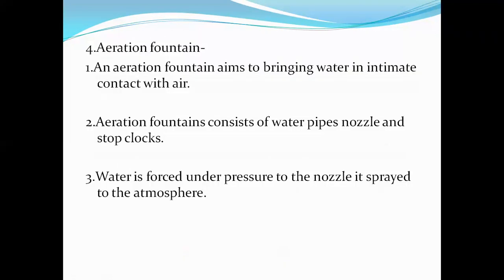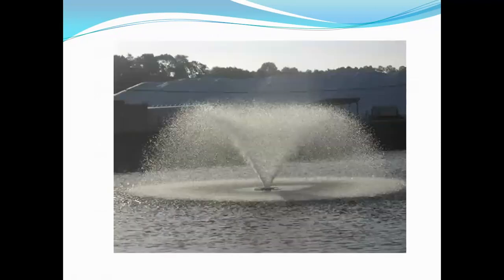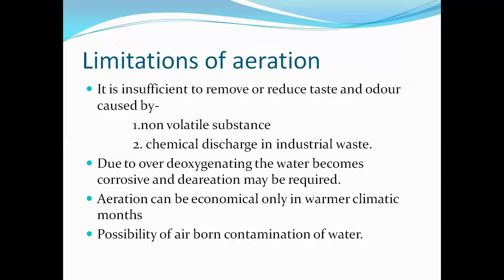Then the fourth type is the aeration fountain. The aeration fountain consists of a water pipe, nozzle and stop plug. When the water comes in the fountain pipe, it goes under pressure at the nozzle, and from this nozzle, due to pressure, it spreads down and forms a fountain and gets in contact with the atmospheric air or oxygen. Then we discussed the limitations of aeration.